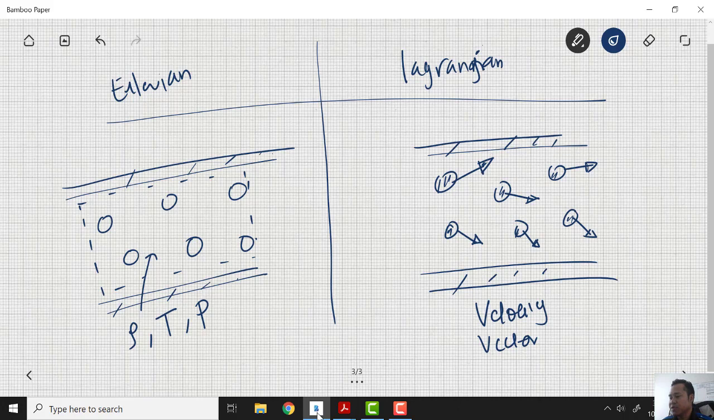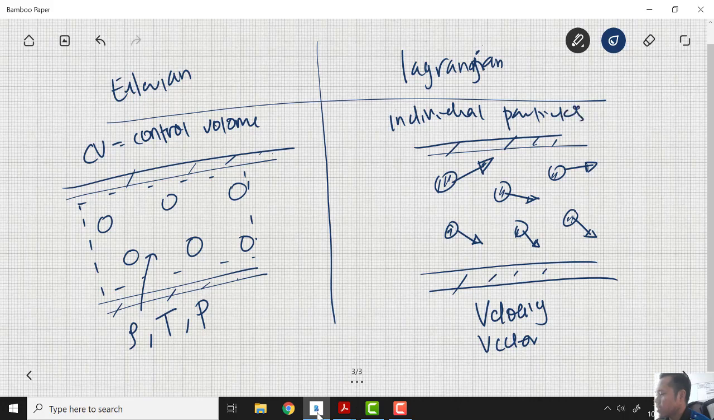That is the difference between the Eulerian and Lagrangian concepts. In the Eulerian concept, we are using the CV, or just control volume. But in the Lagrangian concept, we are looking at the individual particles, which is impossible to do. So this is the difference between the Eulerian and Lagrangian concepts.